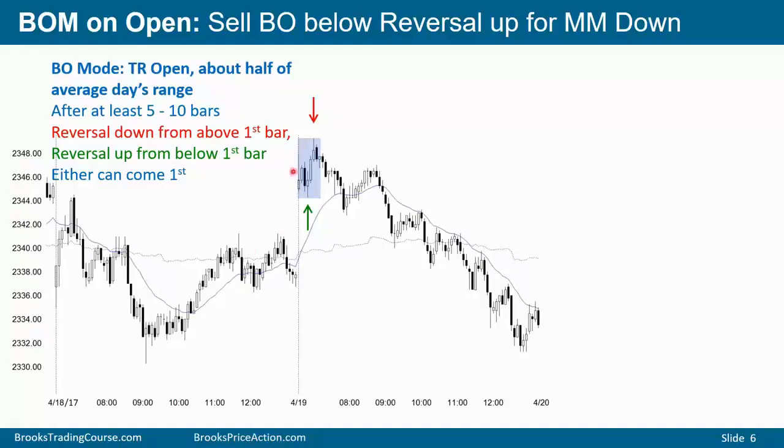Breakout mode, we have an early trading range. The market went below the first bar, reversed up, went above the first bar, reversed down. The range is about half or less the size of a recent range. There are only about 7 bars in the range. That reduces the probability that breaking below the range or breaking above the range will lead to a measured move. The market usually has to go sideways more.